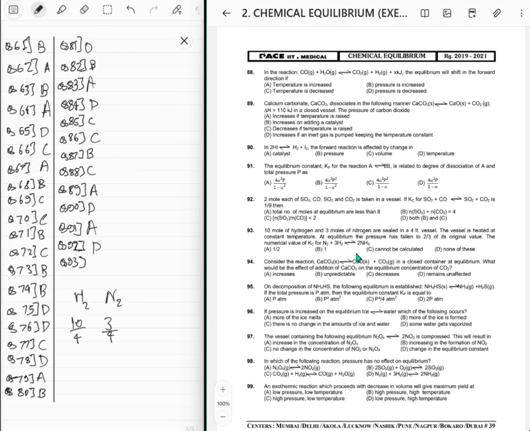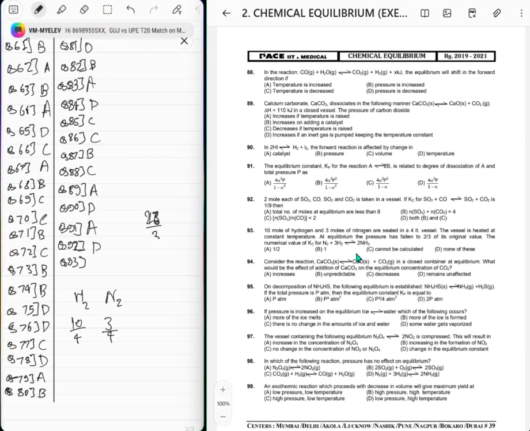Right. So initially they were 10 plus 3, which is 13. Wait, what? But then this is not an integer. So 2/3 of 13. That's weird. Yeah, that is weird. It has just fallen to 2/3 of the original value. The numerical value of Kc for N2 plus H2 is asked. So it's 2/3 of what it originally was, 13 times 2/3. That's 26 upon 3. That's how many moles there are.